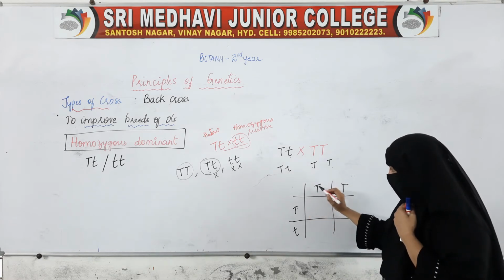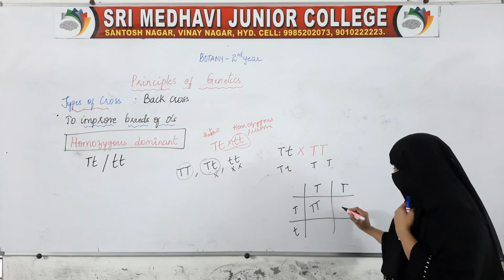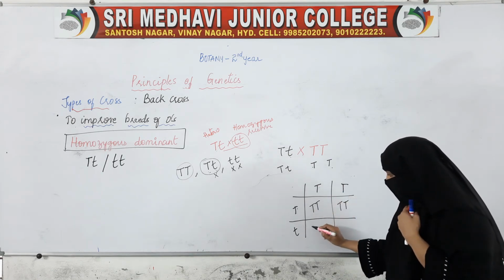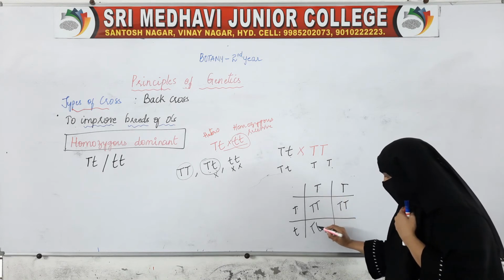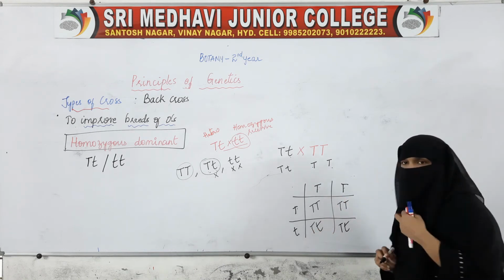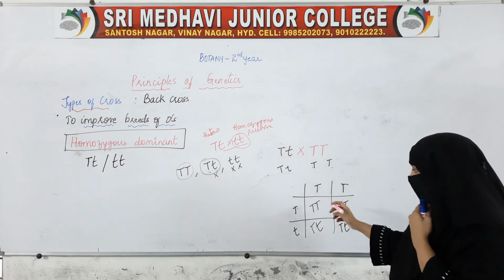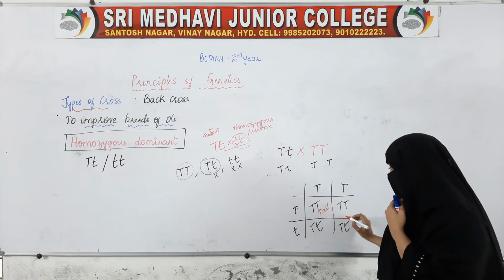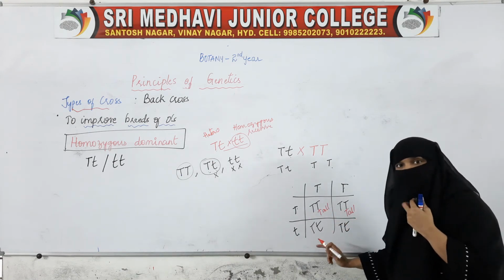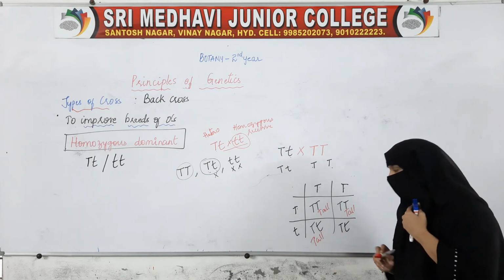See here, I get capital T, capital T. If this and this, capital T, capital T. If this and this, capital T and small t. This and this also capital T, small t. But here the plant will be tall. Here also the plant will be tall. Even if it is having the recessive character, this plant will be tall only.